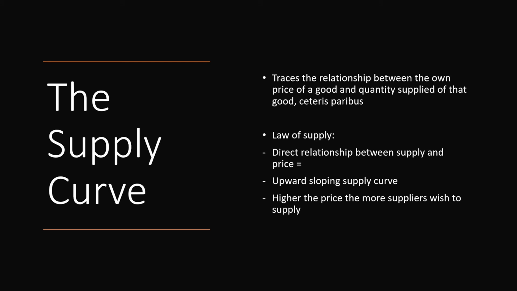But the key point here, as we're going to cover: the supply curve traces the relationship between the price of a good and the quantity supplied of that good, ceteris paribus. We have a law of supply. There is a direct relationship between supply and price, meaning it's upward sloping. The higher the price, the more suppliers wish to supply.